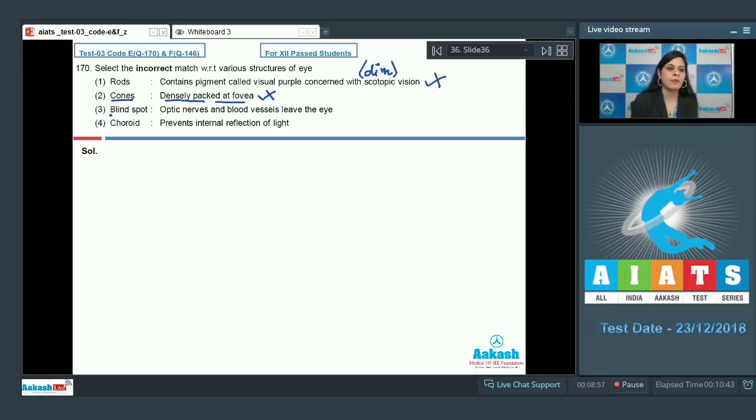The next option given is blind spot, and the match given is optic nerves and blood vessels leave the eye. As it's an incorrect match, so this is a correct answer to our question. Because at blind spots, no photoreceptor cells are present and optic nerves leave the eye, whereas blood vessels enter the eye. So this is a correct answer to our question. The last option given is choroid, and the match given is prevents internal reflection of light, and as it's a correct match, so this is an incorrect answer to our question. So the correct answer is option number 3. Let's discuss our next question.